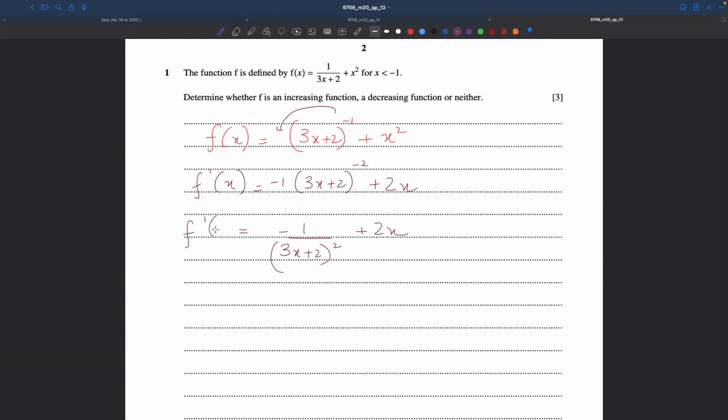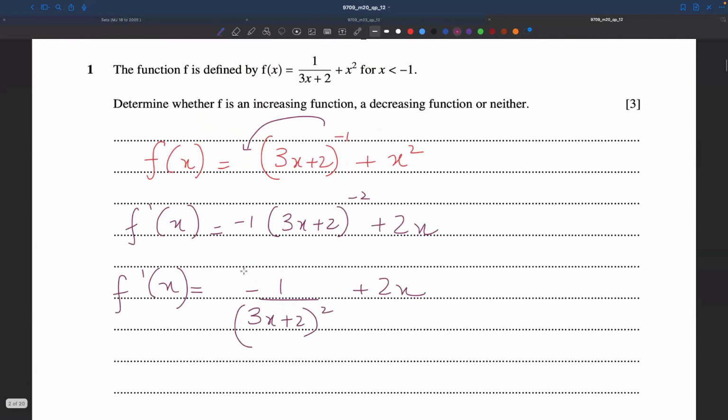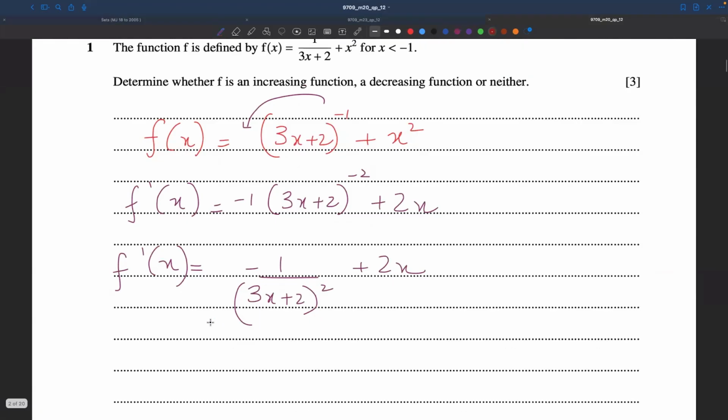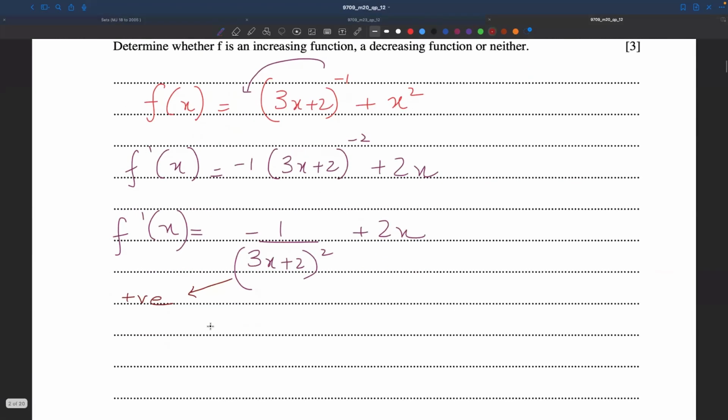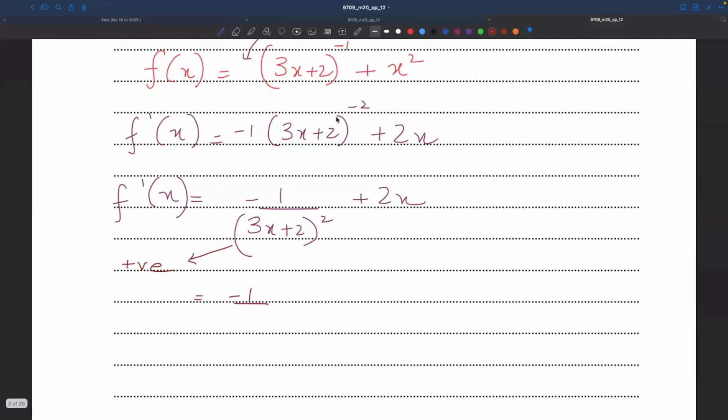Okay. Now this is the expression for the gradient. Now the value of x is always less than -1. If it is always less than -1, it means that the denominator will always be positive, because when you square any number, it becomes positive. Right? So the denominator is always positive. So this will basically be -1 upon a positive number. Let's say x is -1 for our case.